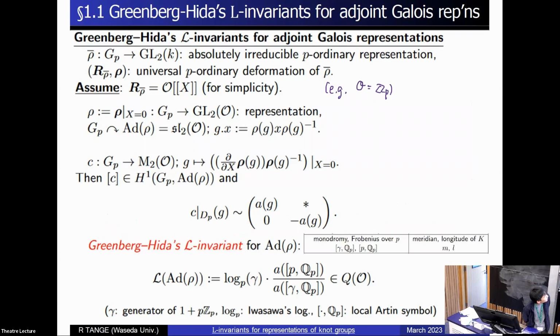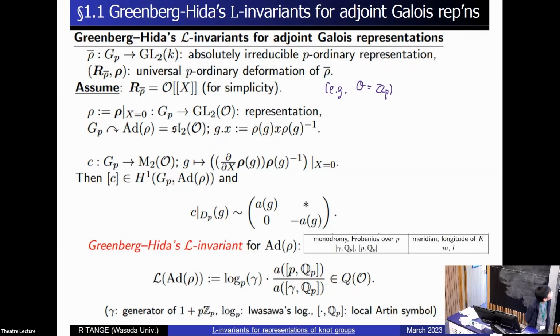So now we are ready to define L-invariants for Galois representations. Let rho bar be an absolutely irreducible p-ordinary representation, and let rho be the universal p-ordinary deformation of rho bar. For simplicity, assume this ring is equal to the power series ring with coefficients in O, where O is, for example, the p-adic integers.